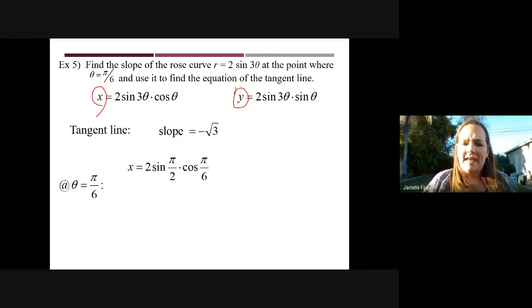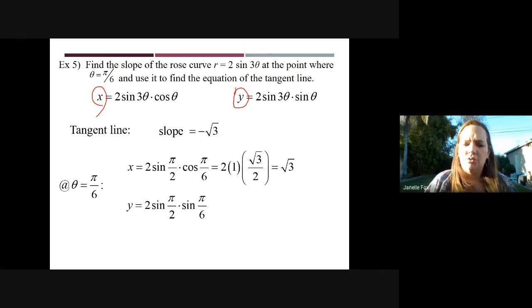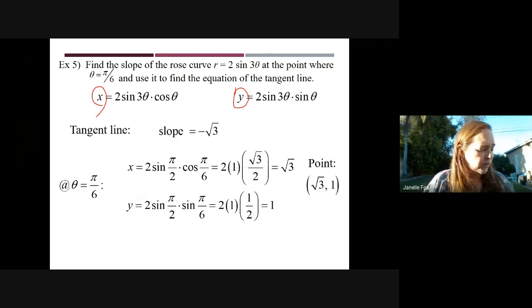So for the x, it's going to be 2 times sine of pi over 2 and then cosine of pi over 6, which is a 2 times a 1 times rad 3 over 2. That just gives me rad 3. And then for the y coordinate, I'm going to have 2 times sine of pi over 2 times sine of pi over 6. So it's 2 times 1 times 1/2, and it's 1. Guys, my coordinate is rad 3, 1.